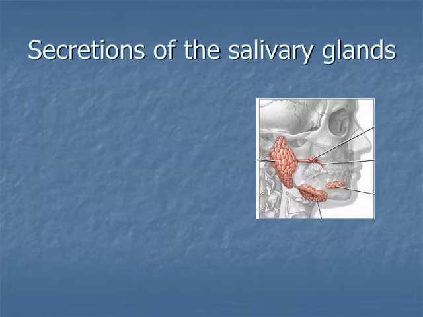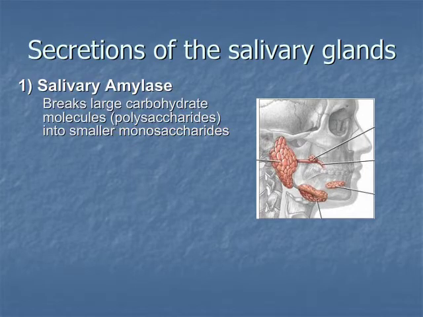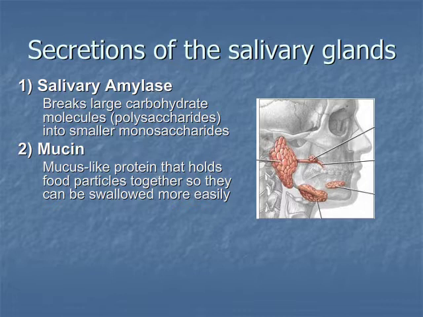Now let's take a look at the secretions of the salivary glands. The first of these is something called salivary amylase. Remember, the -ase ending on the end of a word means that it's probably going to be an enzyme. And so amylase is an enzyme that helps to break down amylose, or starch. Other secretions of the salivary glands include something called mucin. Mucin is a mucus-like protein that holds food particles together so they can be more easily swallowed.